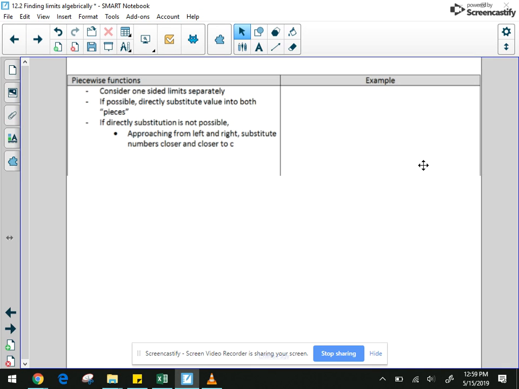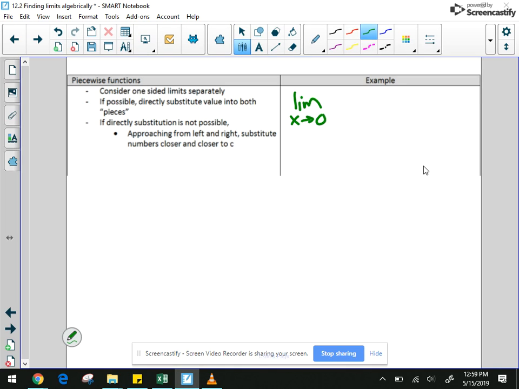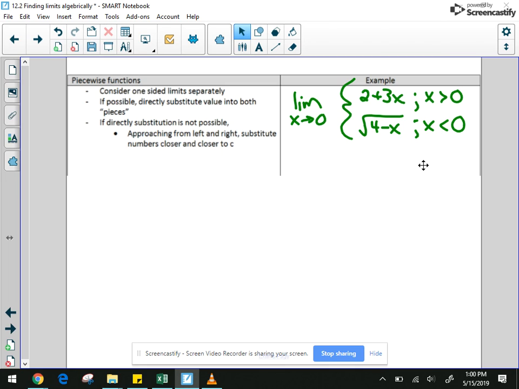value from each side. So for example, the one I want to look at here, the limit as x goes to 0 for the piecewise function 2 plus 3x for values of x that are greater than 0, and the square root of 4 minus x for values of x that are less than 0. We do not have to graph this piecewise function to find the limits, although you could. I'm going to consider from both sides.